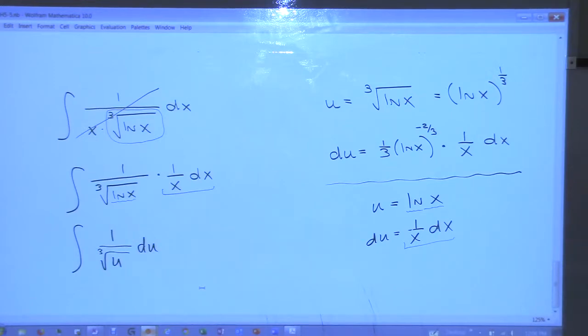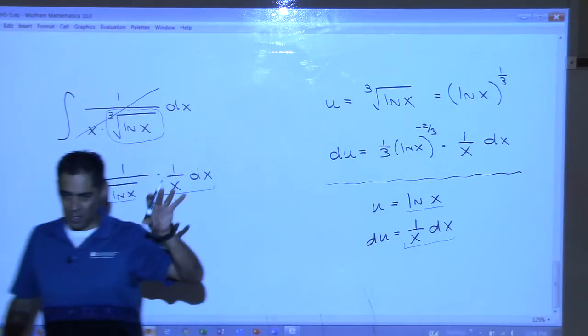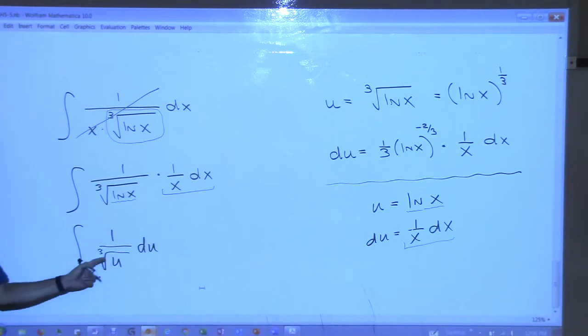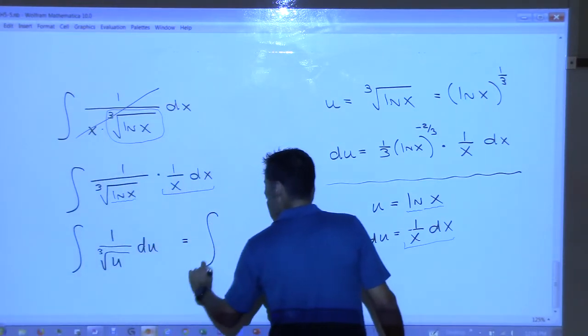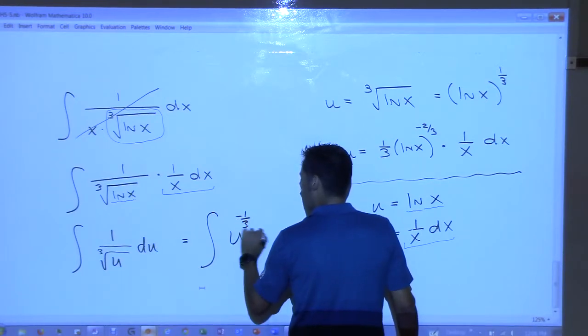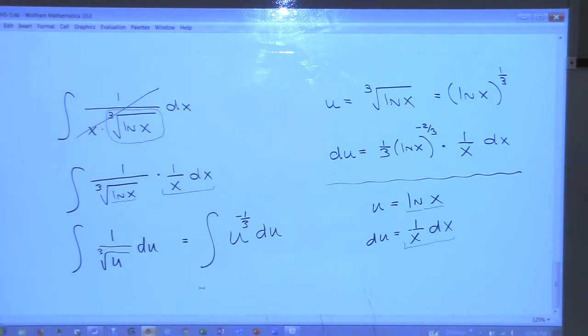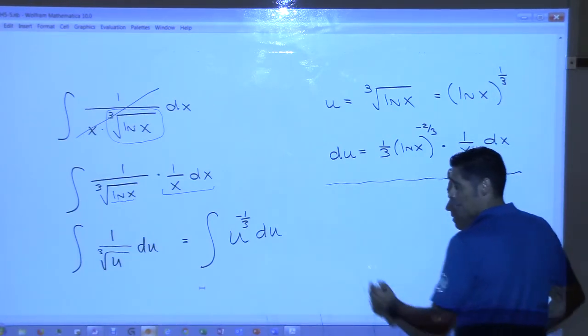My hint is yes, you can. And my hint is also, we've done this already a few days ago. So this right here, 1 over u to a power, that's really u to the 1/3. And then can you bring it up? There you go. So that's really just u to the negative 1/3 du. And now you have your power rule. We know what the antiderivative of u to the negative 1/3 is? Because that was like 2 classes ago.